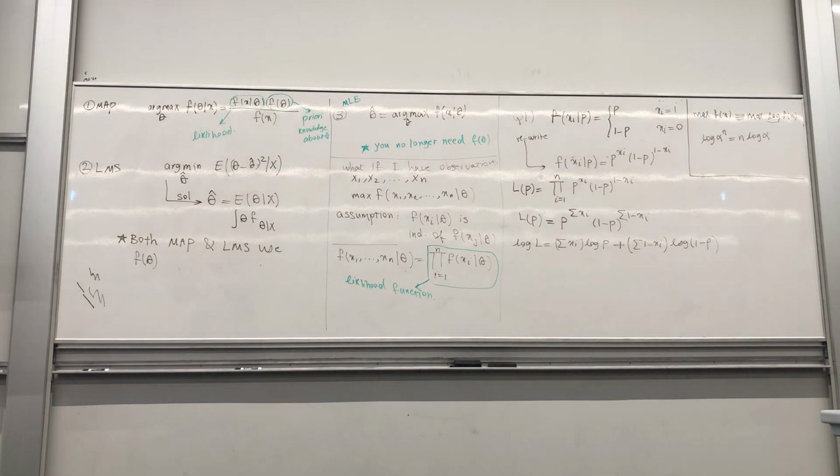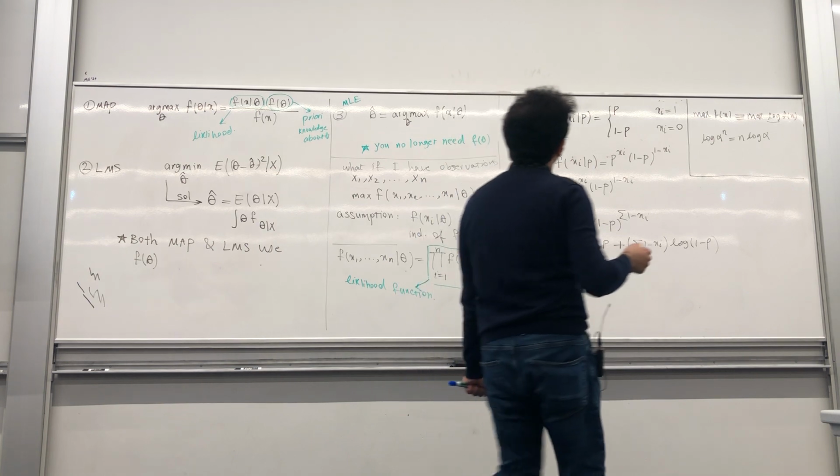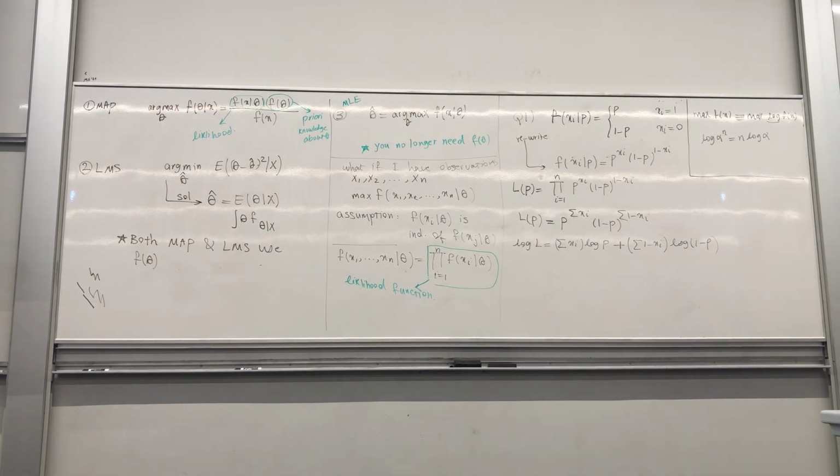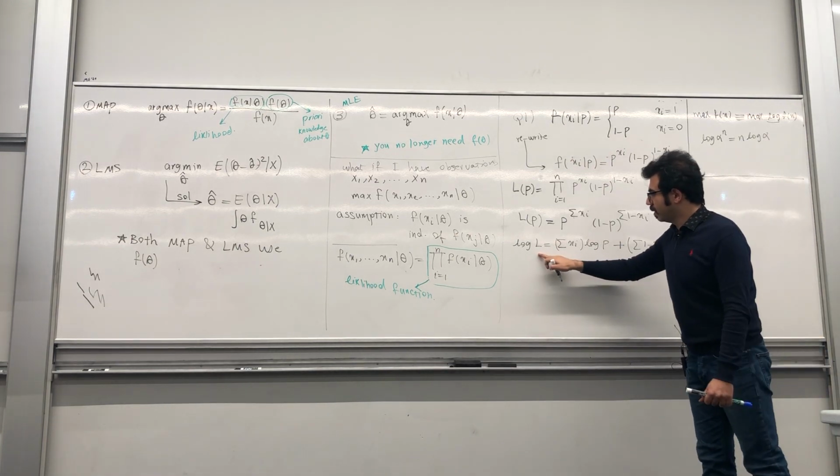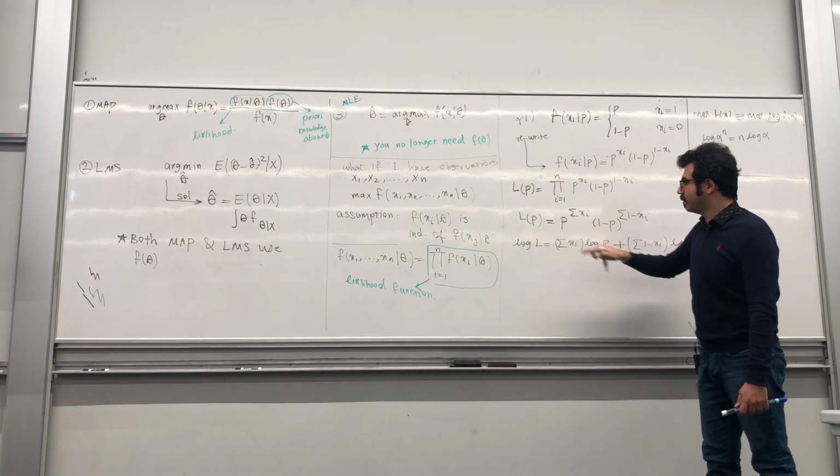I'm still just struggling to interpret the f of xi given p. So the problem is given as Bernoulli, so it's either p or 1 minus p, assuming independent Bernoulli random variables with unknown parameter p. If x is equal to 1, okay, so I have this formula. I took log, and it simplified to this one.